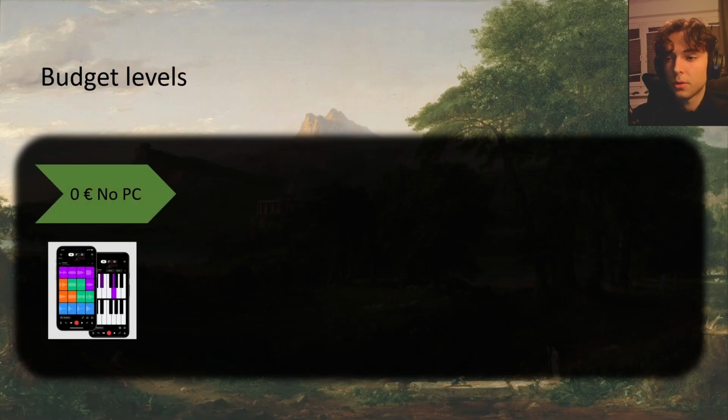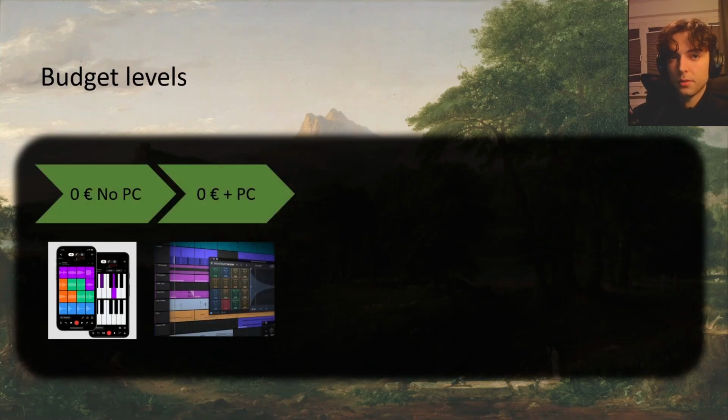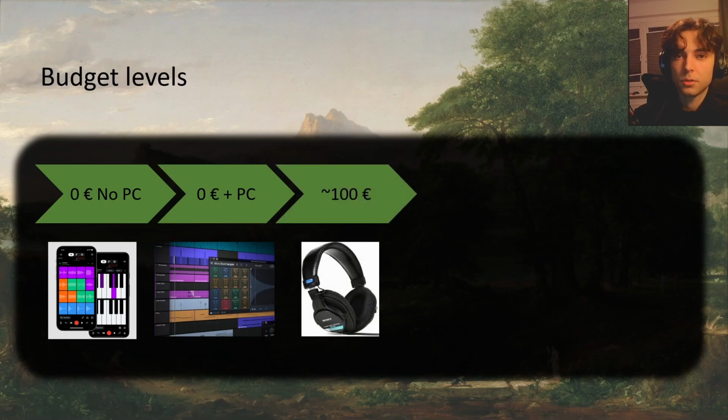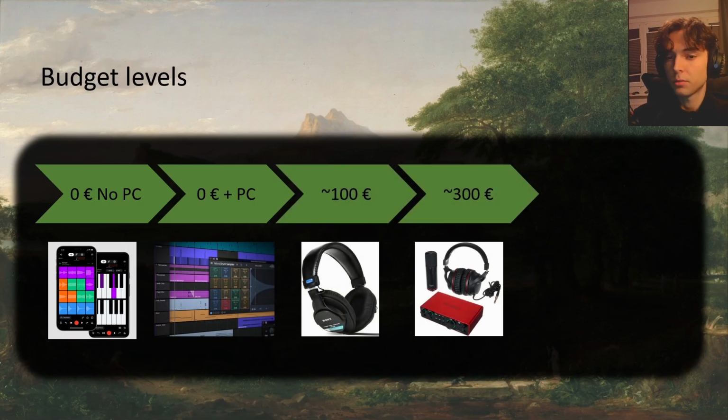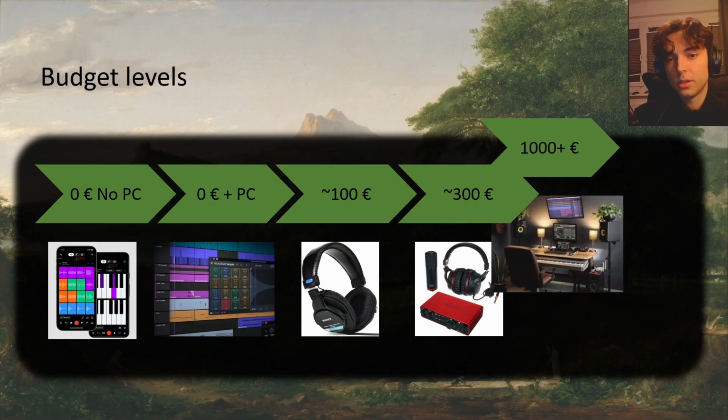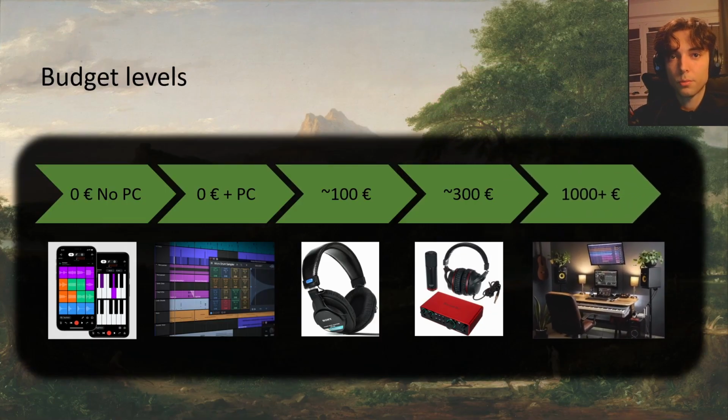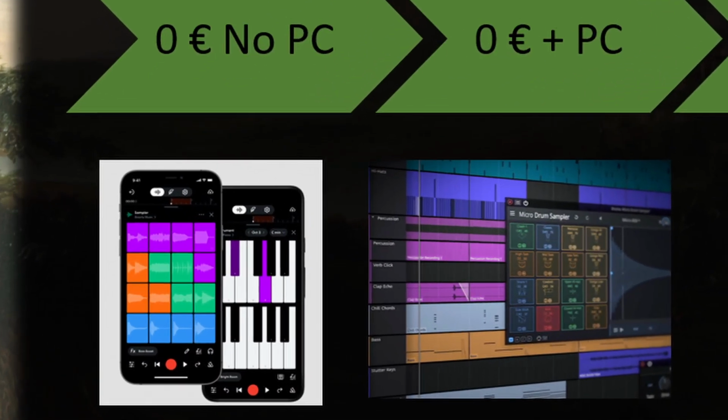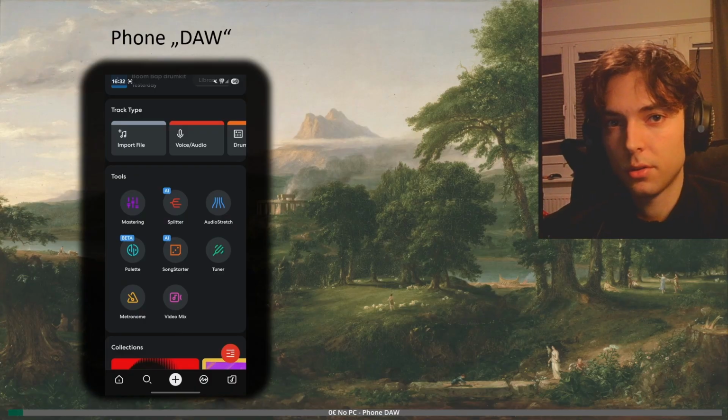In this video I'm gonna show you how to produce music starting with €0 of budget. The first level being €0 and not even a PC, then €0 but you own a PC. Next up, around €100 of budget, around €300 of budget, and at least €1,000 of budget. If you have a PC and don't want to see the phone DAW, please skip ahead.